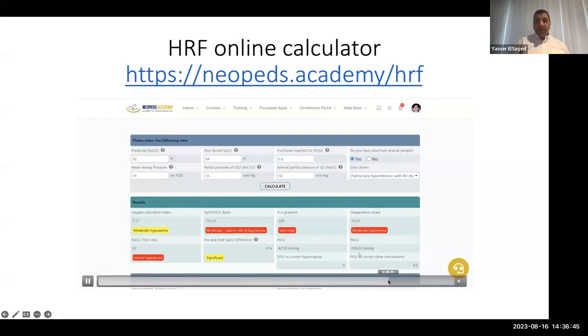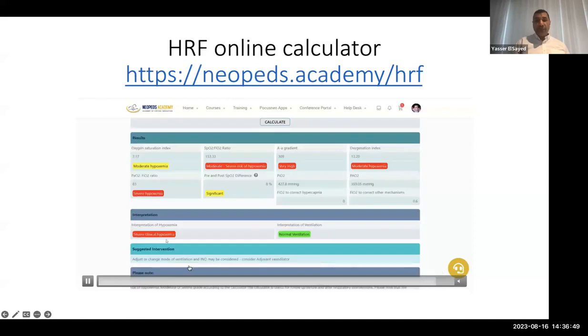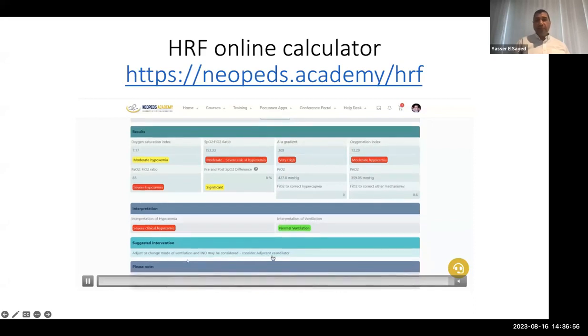At the end, you will have the formulated medical recommendation as, for example, here, adjust or change the mode of ventilation. Nitric oxide might be considered, and consider adjuvant vasodilator like milrinone, in this case with assumed RV dysfunction.